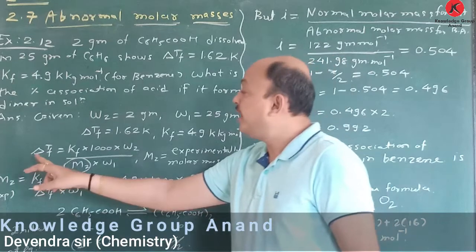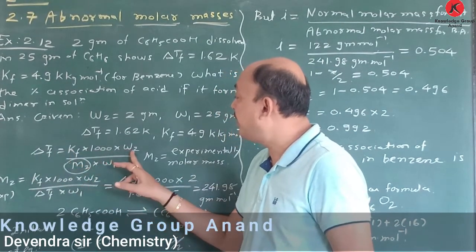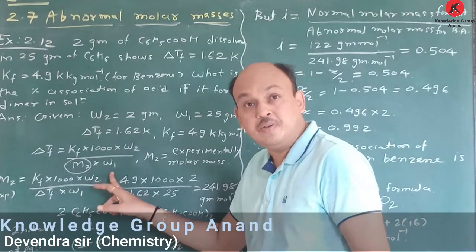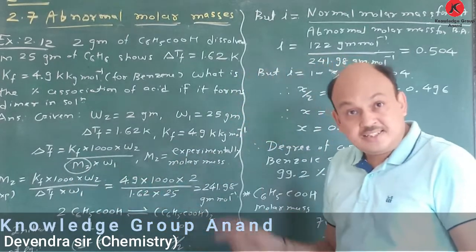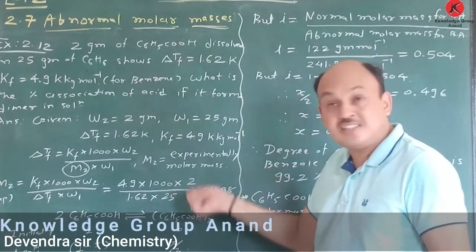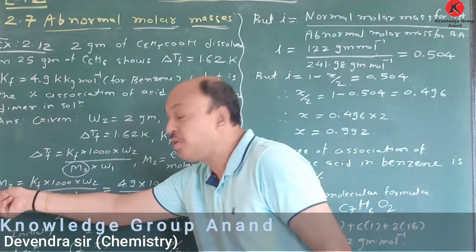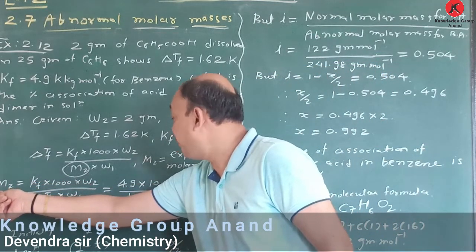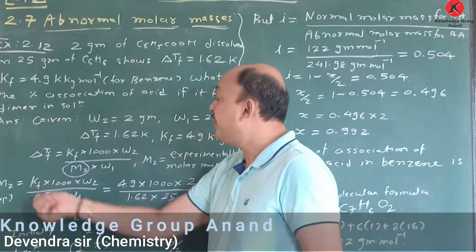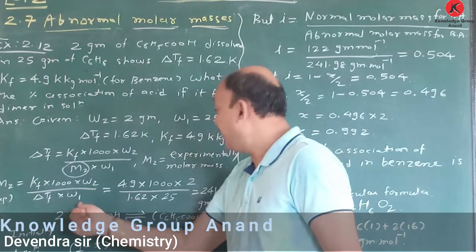You know that depression in freezing point ΔTf is equal to Kf into 1000 into W2 divided by M2 into W1, where this M2 is nothing but the experimental molar mass. Remember, this is on the basis of experiment we find out molar mass. So if you make M2 the subject, M2 is equal to Kf into 1000 into W2 divided by ΔTf into W1.